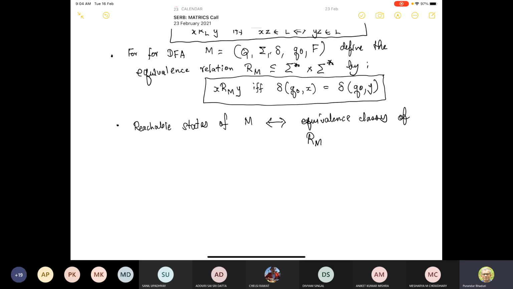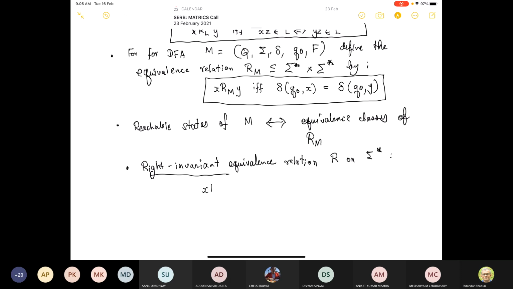So this we had seen, and further, we defined something called a right invariant equivalence relation R on sigma star. It has this property: X R Y implies XZ R YZ for all Z.